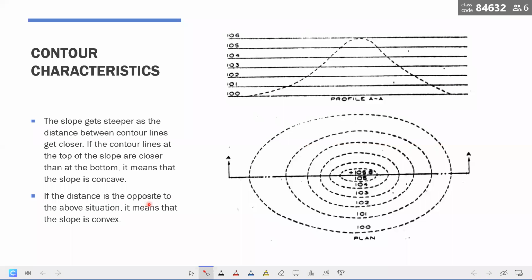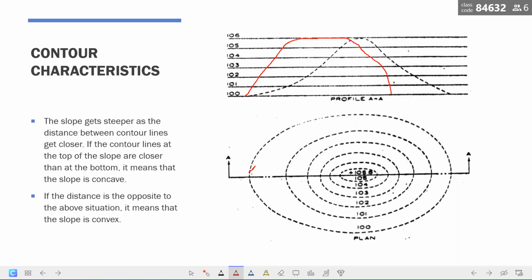If the distance is the opposite to the above situation, where perhaps the contour lines at the bottom are closer to each other than at the top, then you have a convex. So steep, and then it flattens out, and then it becomes steeper like so. So that's a convex, and this is a concave land formation.